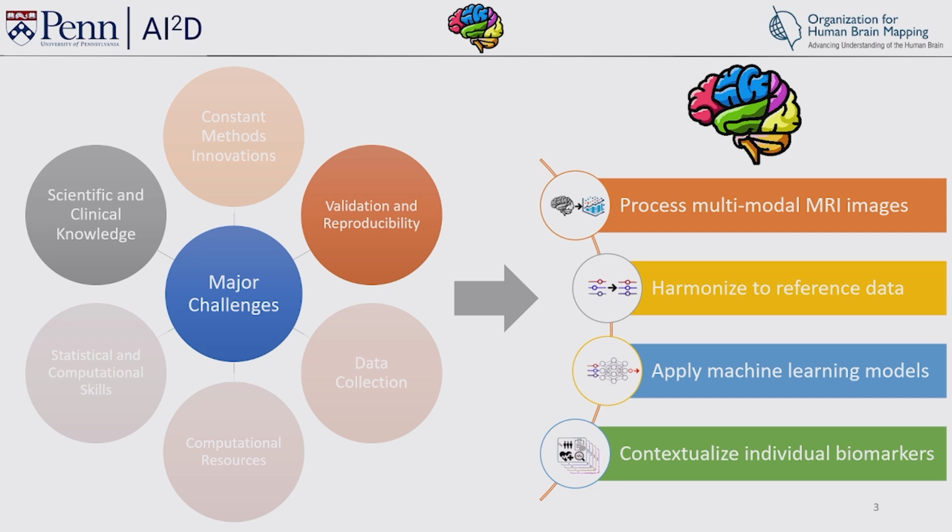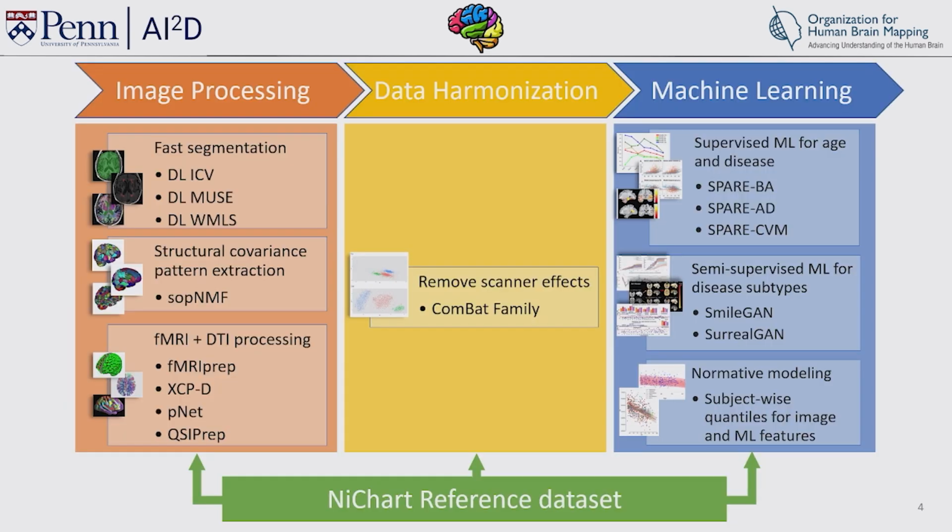NiCHART is a comprehensive ecosystem that allows us to process multimodal MRI images, harmonize these to a reference data set, apply machine learning models that have been validated in large data sets, and contextualize these multimodal MRI images and the machine learning models in the context of a large reference population. So this is the overview of NiCHART. NiCHART consists of three components: image processing, data harmonization, and machine learning.